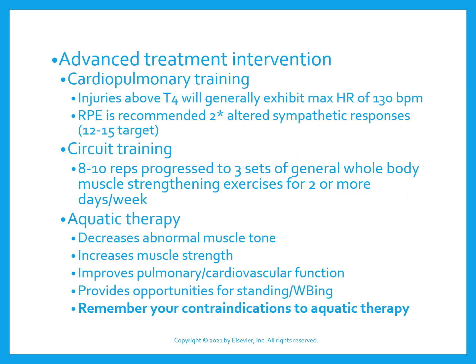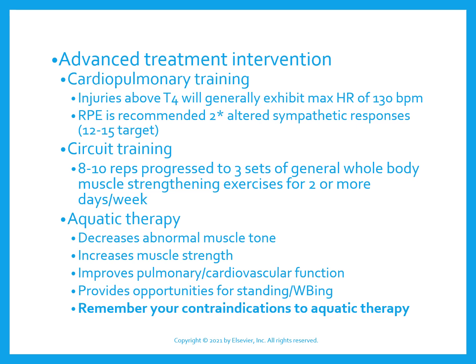During the advanced treatment intervention stage, we're going to have achieved functional independence for most activities, and the goal at this point is to improve functional capacity, so how much the patient is able to do at one time on their own. So we're going to need to utilize cardiopulmonary training for this. Patients with injuries above T4 generally exhibit a heart rate max of 130 beats per minute. And so we need to keep that in mind when we're looking at how their heart rate responds to exercise and how closely we're working them to that heart rate max.